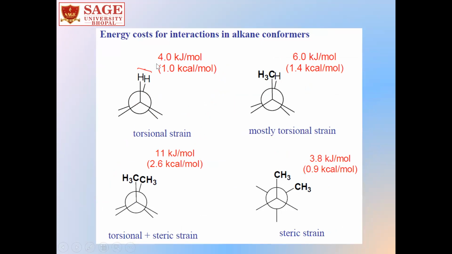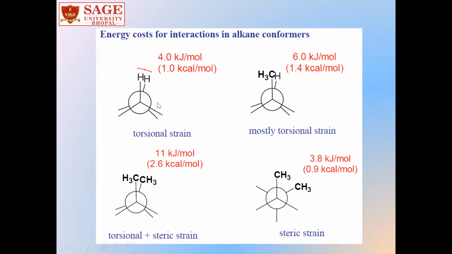So that is what is mentioned here. If it is hydrogen, hydrogen, it will be 4. Hydrogen, CH3, it will be 6. Methyl, methyl will be 11. All these are for eclipsed. And in this case, the CH3, CH3 are in steric strain, and the amount is 3.8 kilojoule.